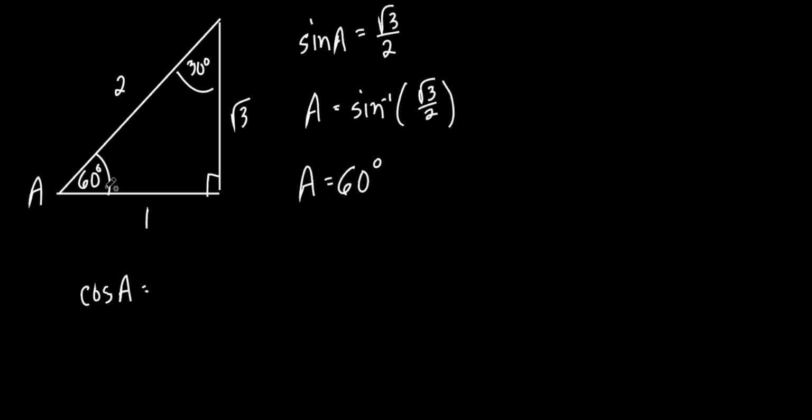Here we go. What if I use the cosine? Because I got all 3 sides, right? I could use any of the 3 trig ratios. What's that going to give me? Cosine is adjacent over hypotenuse. What's adjacent to 60? 1. What's hypotenuse? 2. So how do I solve for A? I got to get rid of the cosine, so I take the inverse cosine of a half.